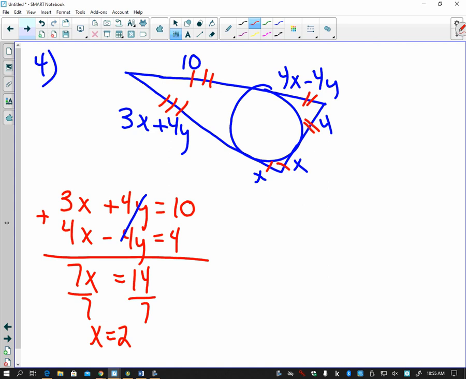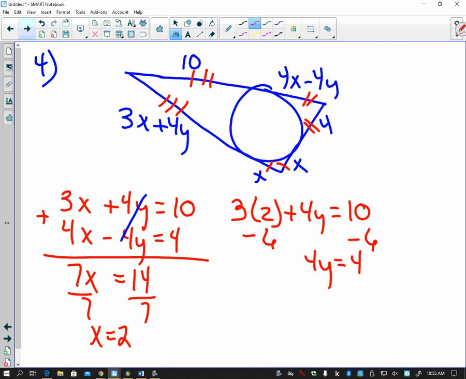All right, so we've got 3 times 2 plus 4y equals 10. All right, 6, so subtract 6. 4y equals 4, y equals 1. Are there any other variables to work with? No, we are all done. We did it! Yay! Hooray us!